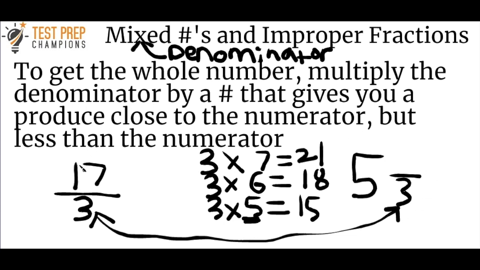Well, what we do is we go back and we look at the numerator in the improper fraction, which is 17. So we want to take that 17, and then we do 3 times 5, which is 15. So 17 minus 15 gives us 2. And so that is our numerator. So the mixed number would be 5 2/3.